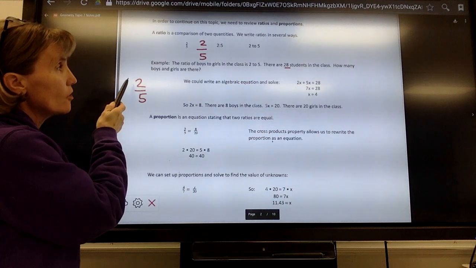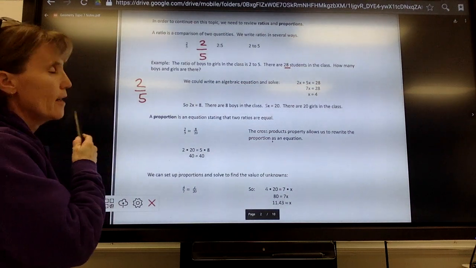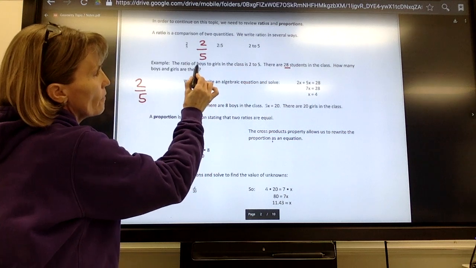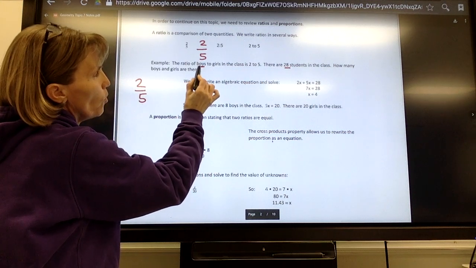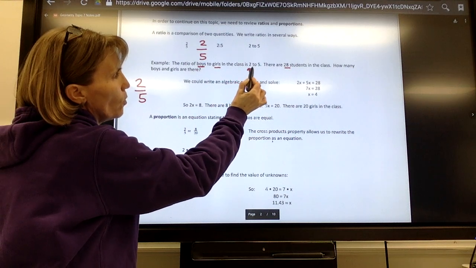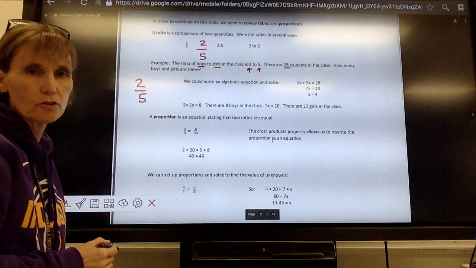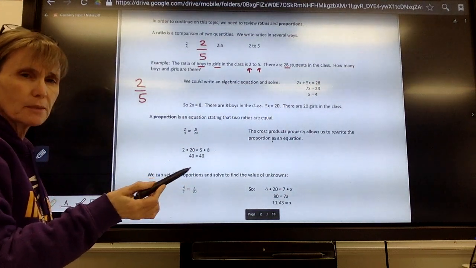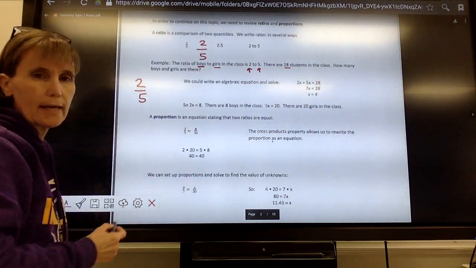Well, there's not just 2 boys and 5 girls. And here's another thing. When the numbers are listed like this, you got to go back and connect the words. Since boys is listed first, boys to girls, this number represents boys, this number represents girls. But there's not just 2 boys and 5 girls. That would be 7 kids in the class. It says there's 28 kids.